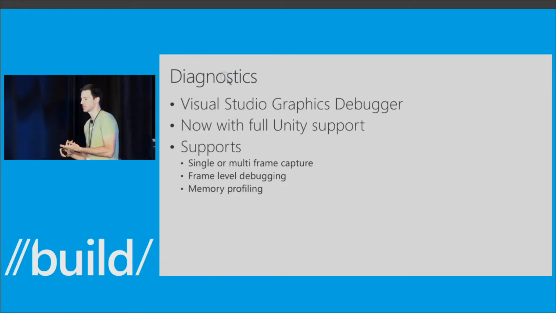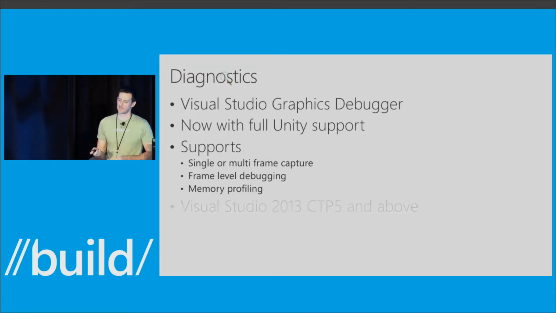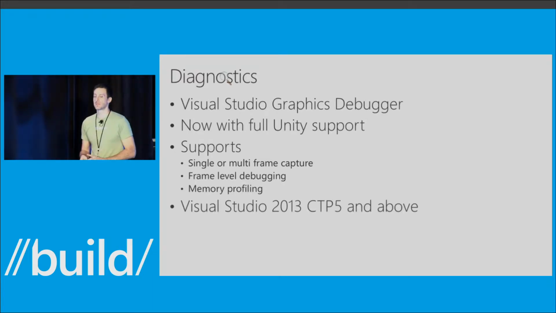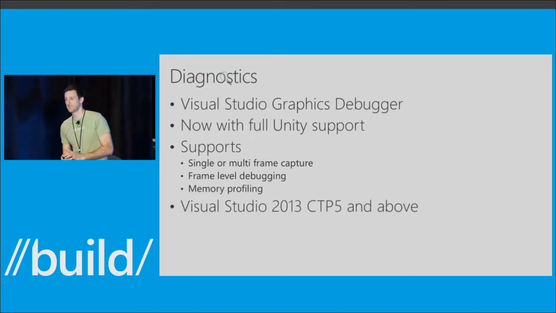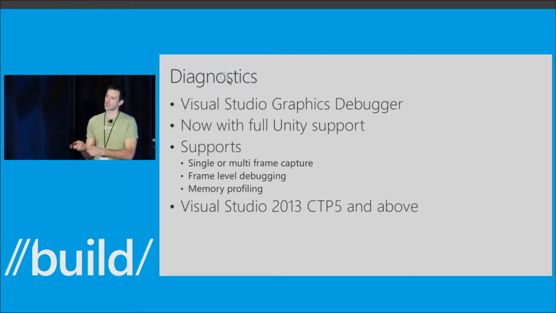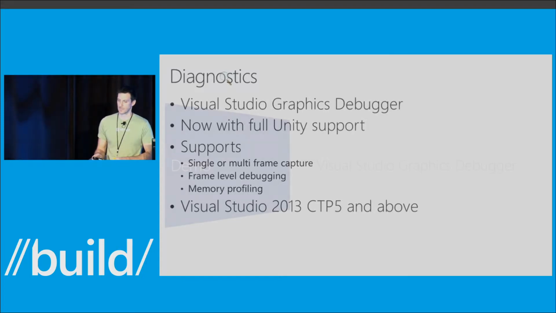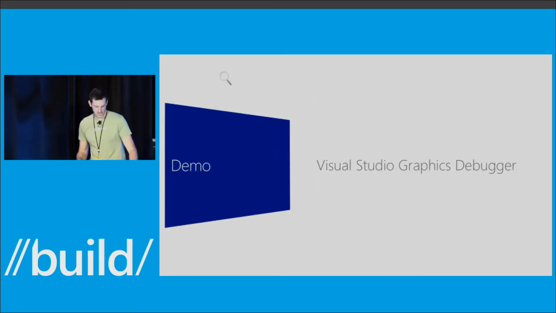This will give you the ability to capture one or multiple frames, with low-level debugging on there. And we'll look at a little example of this. But a very important point: this requires Visual Studio 2013 CTP 5 or above, otherwise it won't work right with Unity. So full Unity support, but make sure you have the right version to be able to support that. And let's get right to a demo.